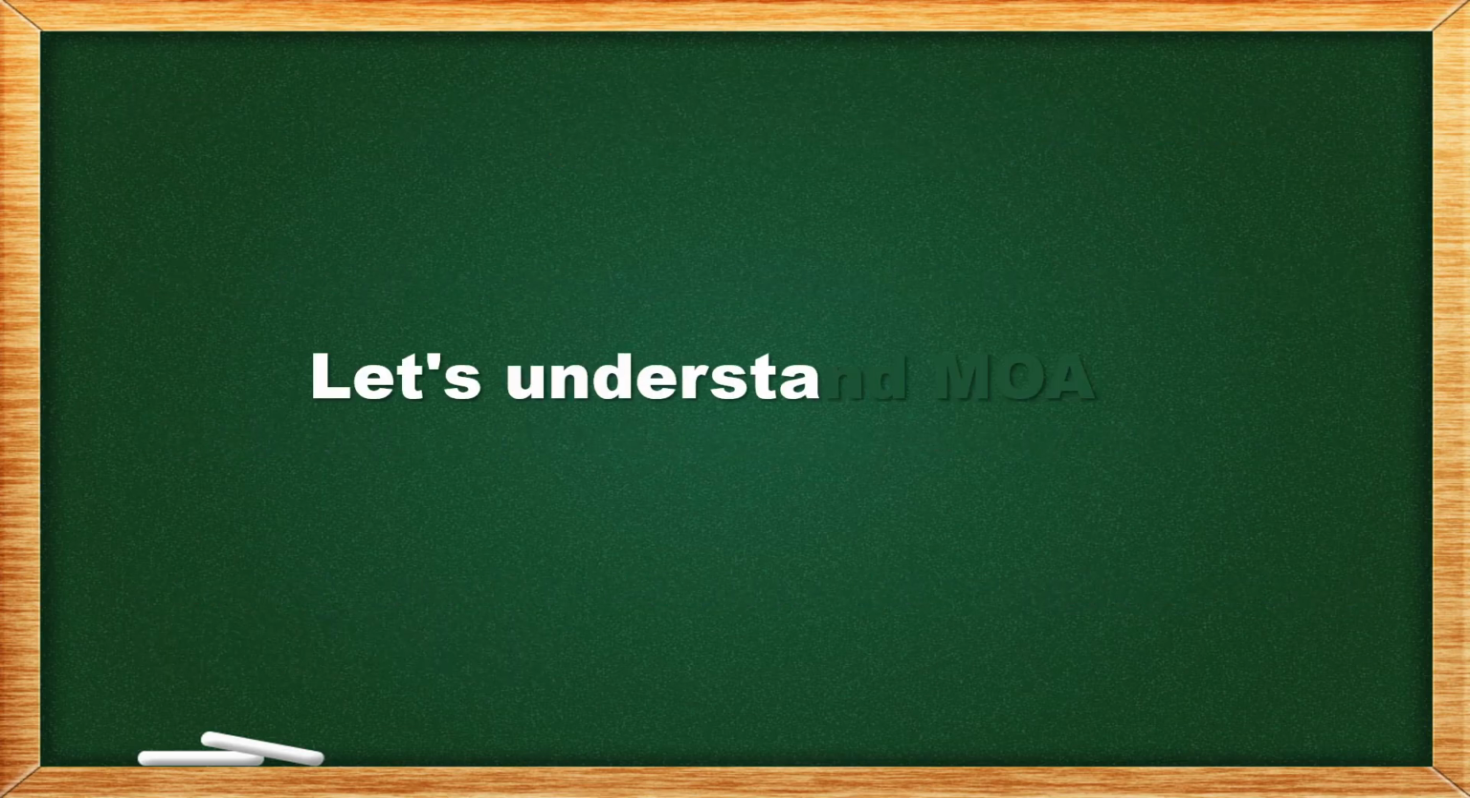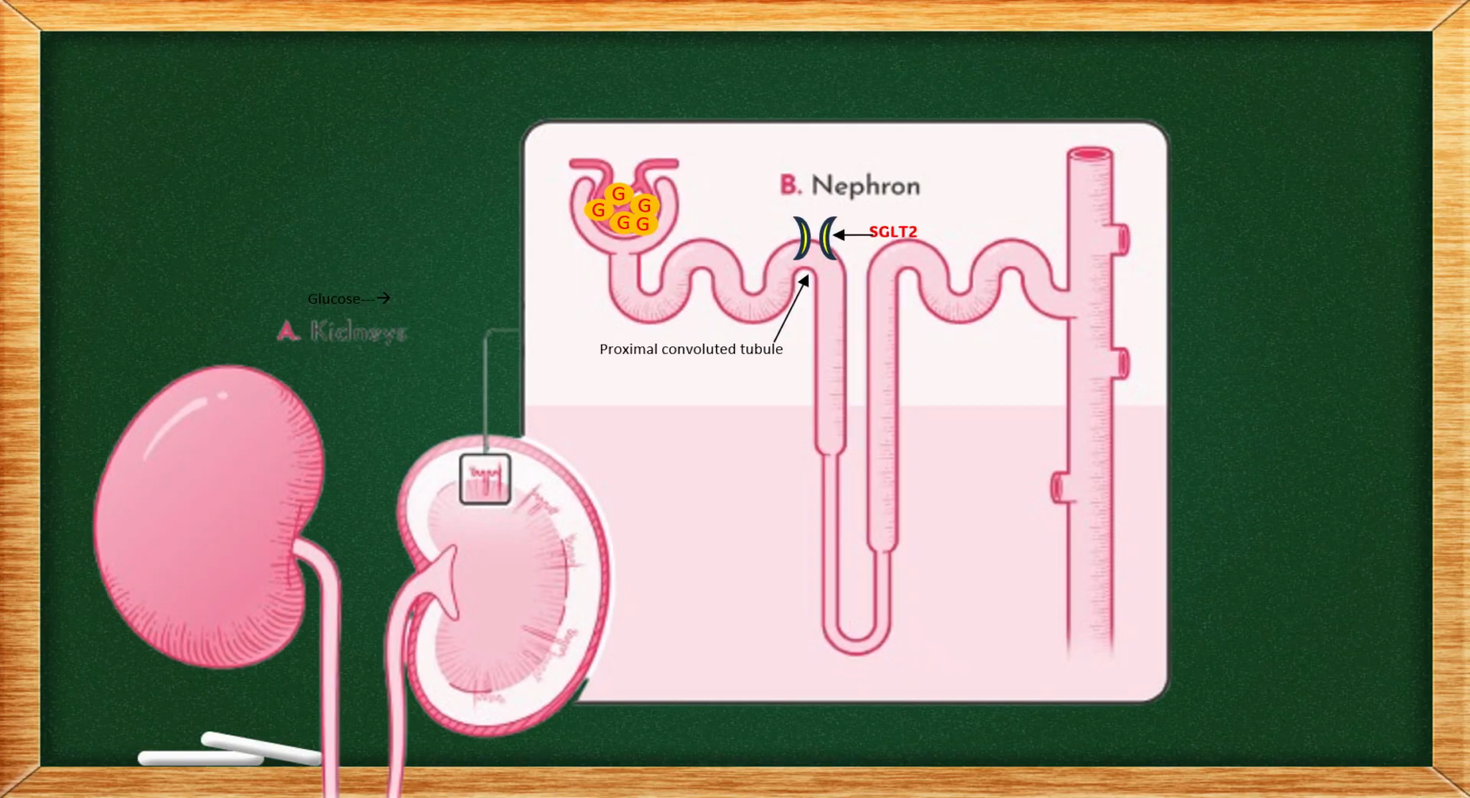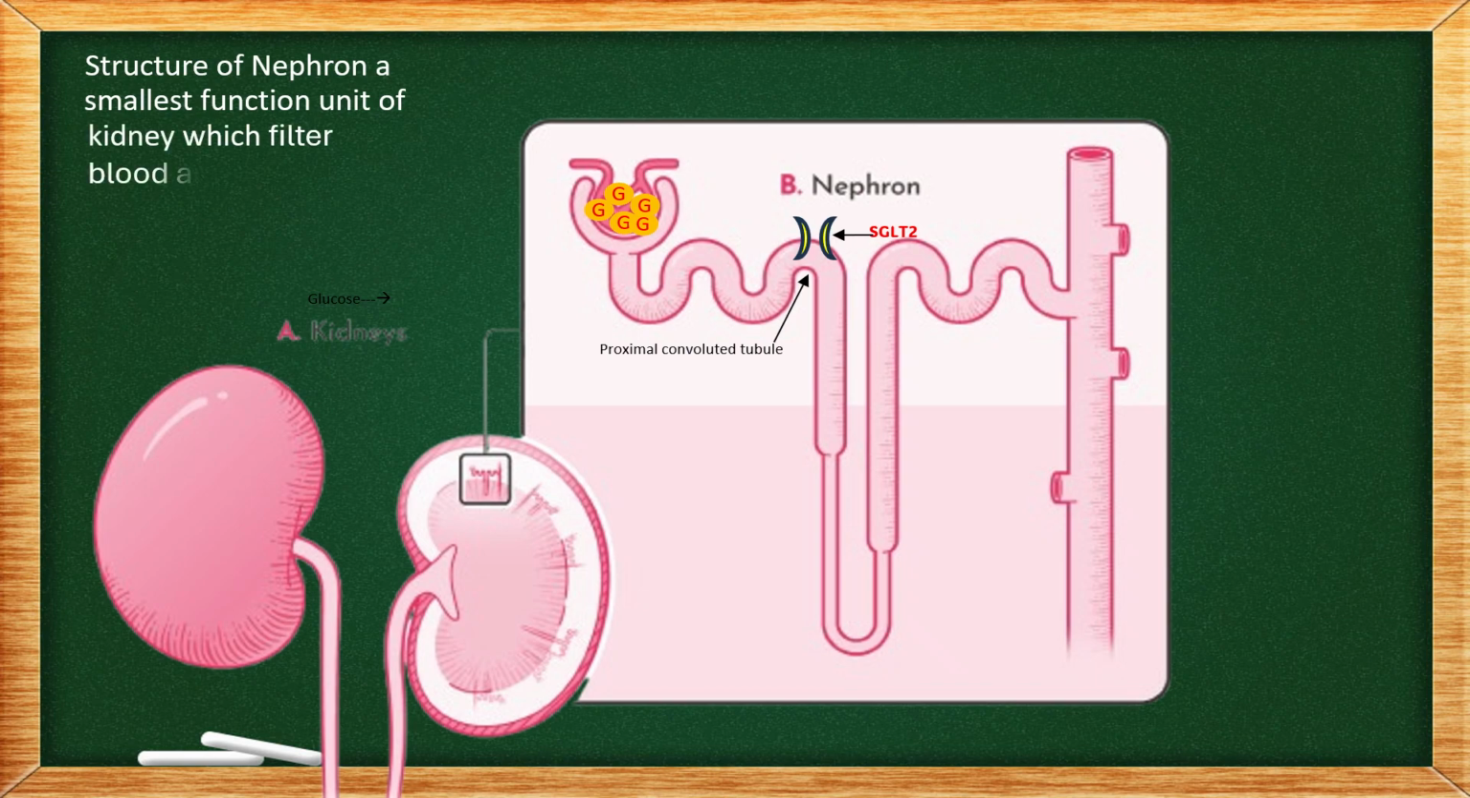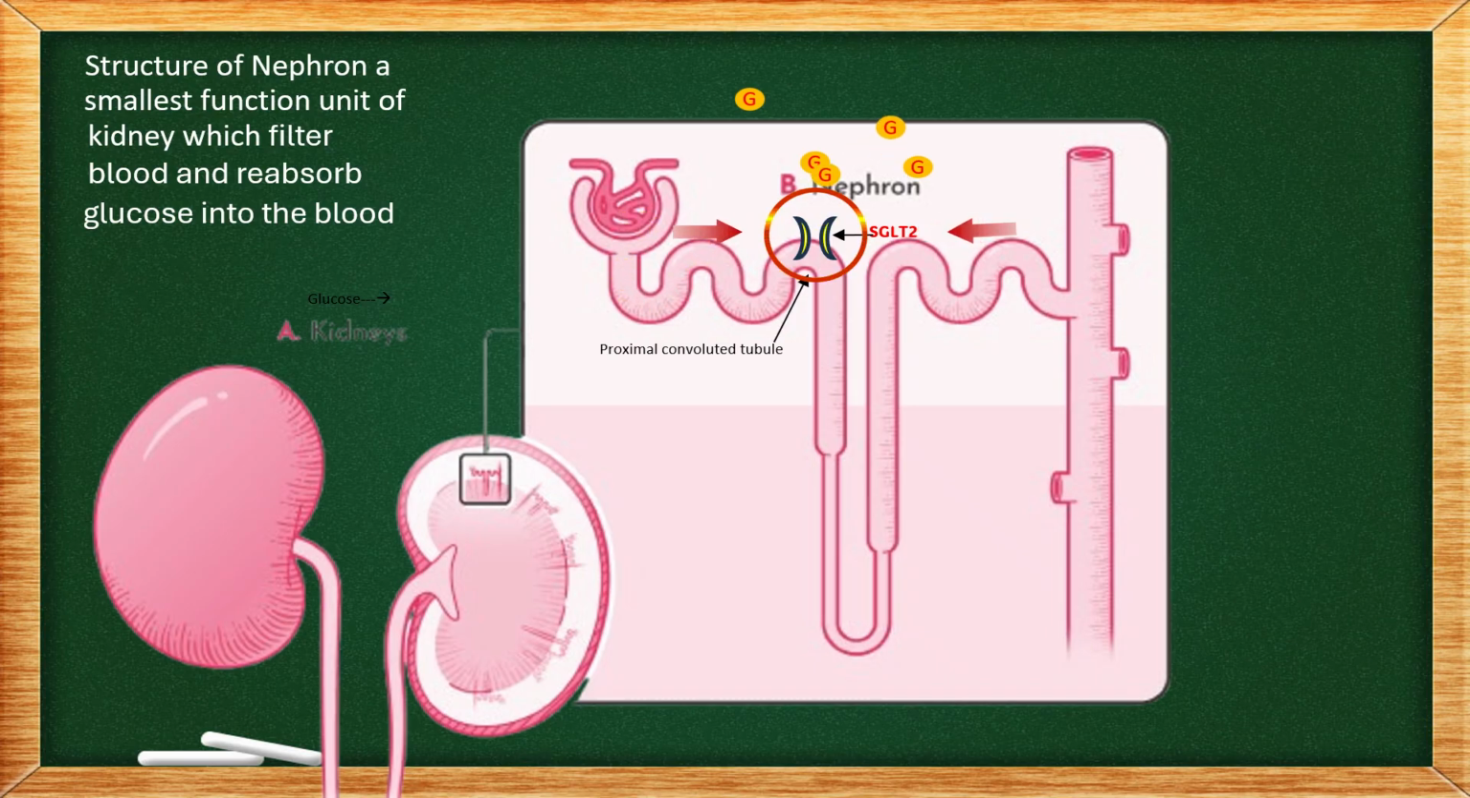Let's understand the mechanism of action. This is the structure of nephron, the smallest functional unit of kidney, which filters blood and reabsorbs glucose into the blood. SGLT2, or sodium glucose cotransporter 2, is a protein primarily located in the kidneys. Its primary role is to reabsorb glucose from the filtered urine back into the bloodstream. In diabetic patient, this causes increase in blood glucose level.